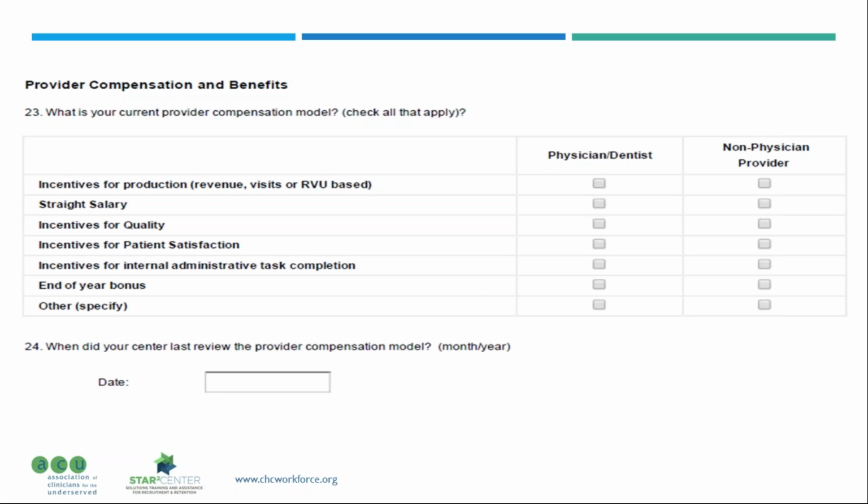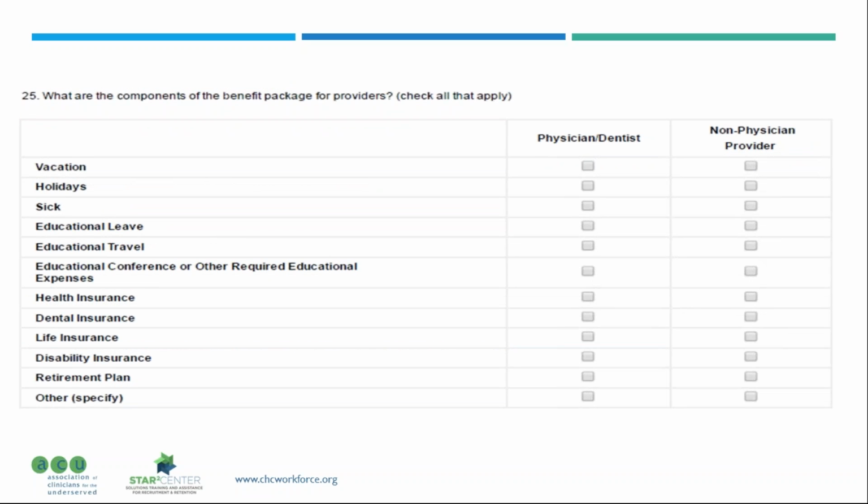Again, we'd like to see it by physician dentist category and non-physician provider category. We do see often there's a big difference between these two compensation categories in how people are paid. We'd also like to know when you last reviewed your provider compensation model. This is not a required field because you may not know. So if you do know, that would be a good date to keep track of. Other parts of compensation is just a list of potential benefits that you may have. Again, we'd like to see them by physician dentist or non-physician provider categories.